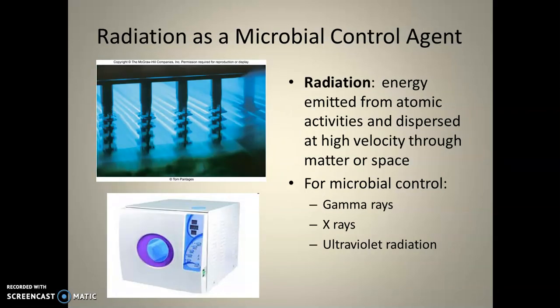All right, another method of physical control is using radiation. So using different wavelengths of electromagnetic light or electromagnetic waves in order to remove microbes. So you can use UV sterilization, and I say UV sterilization because there are different methods; it doesn't really sterilize, but that's what it's called, a UV sterilizer. You can use X-rays and gamma rays.